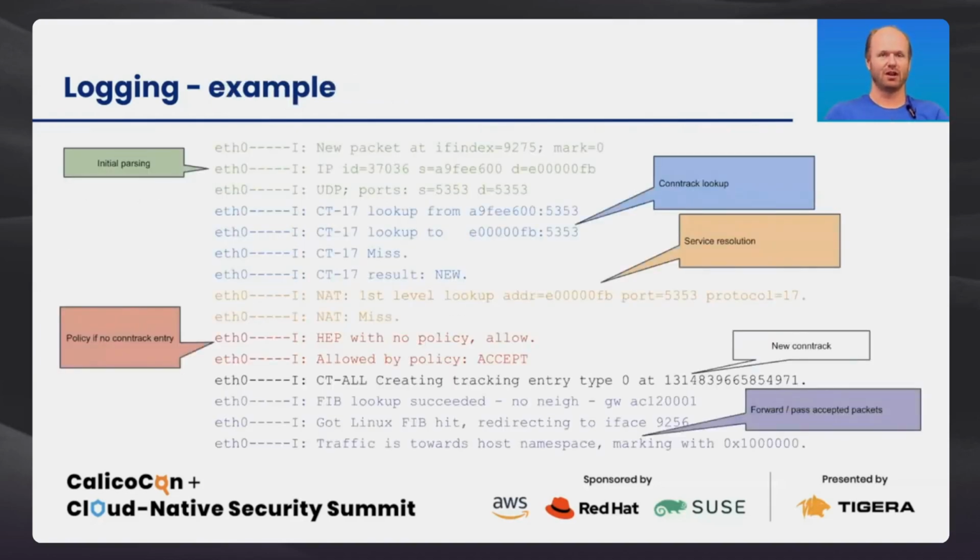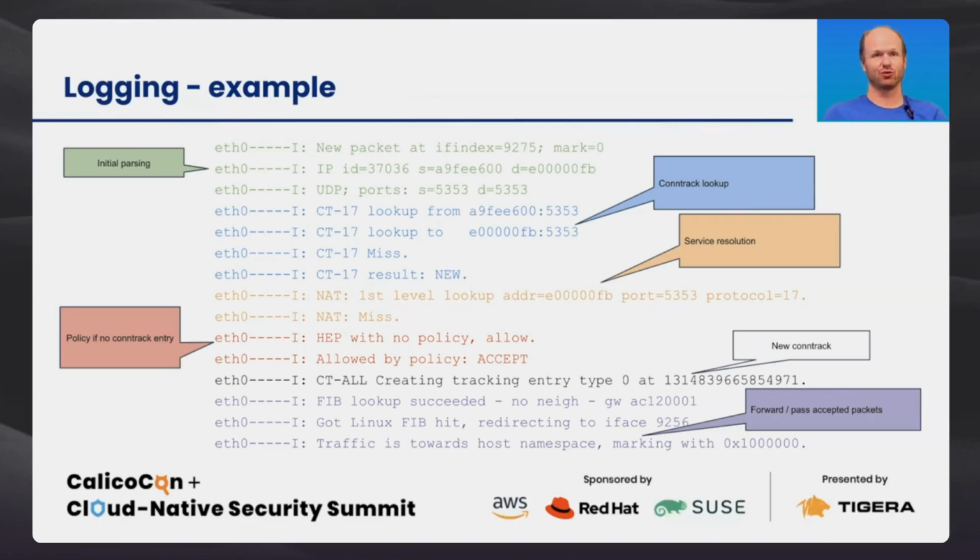So let me walk you through an example of logging, since I was talking about it until now. What you would typically see is something that on the left-hand side has an annotation of what interface the log comes from, and it also indicates whether it's been on ingress or egress, where there will be an E, or XDP, which we denote with X. On the right-hand side, you have the trace. Typically, for a single packet going through a single program, first you see some initial parsing where we have to figure out what sort of packet it is.